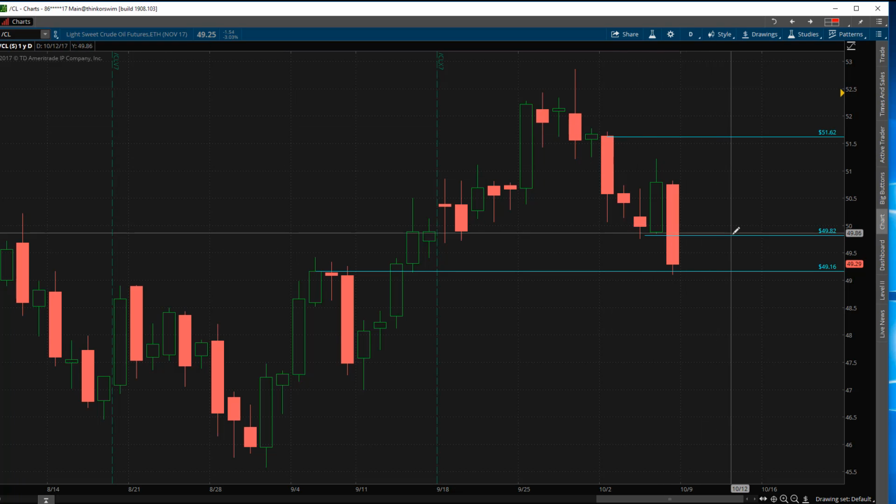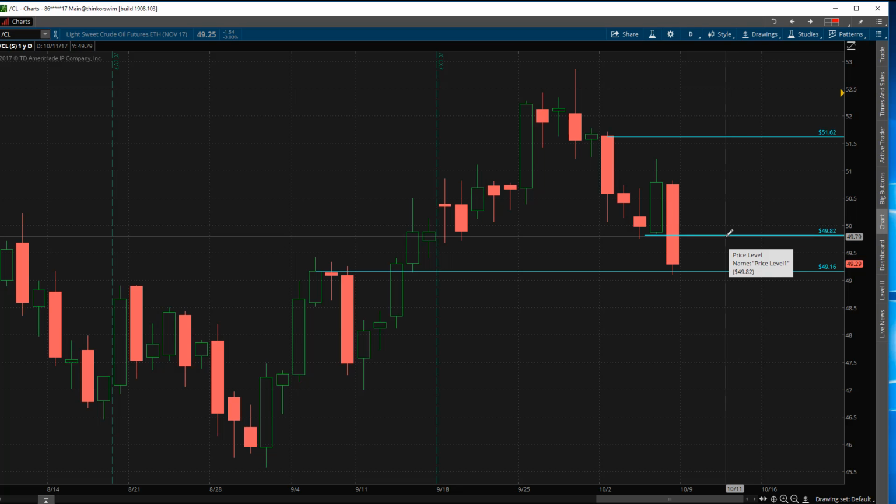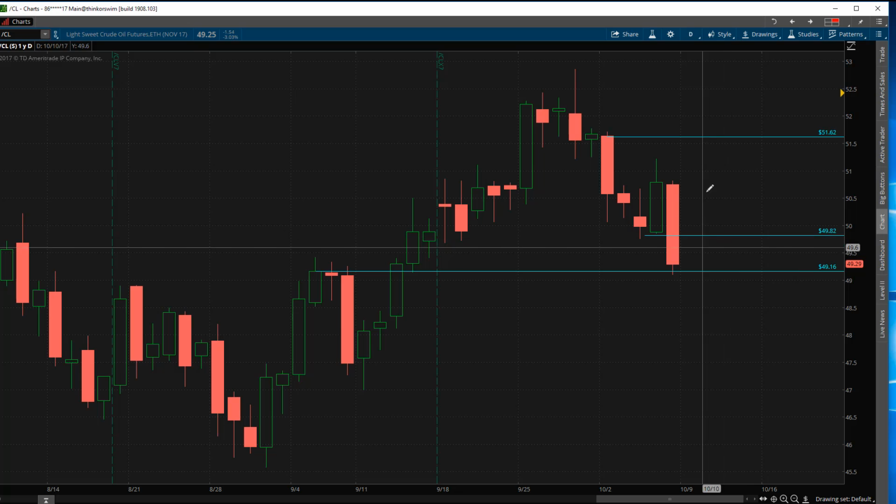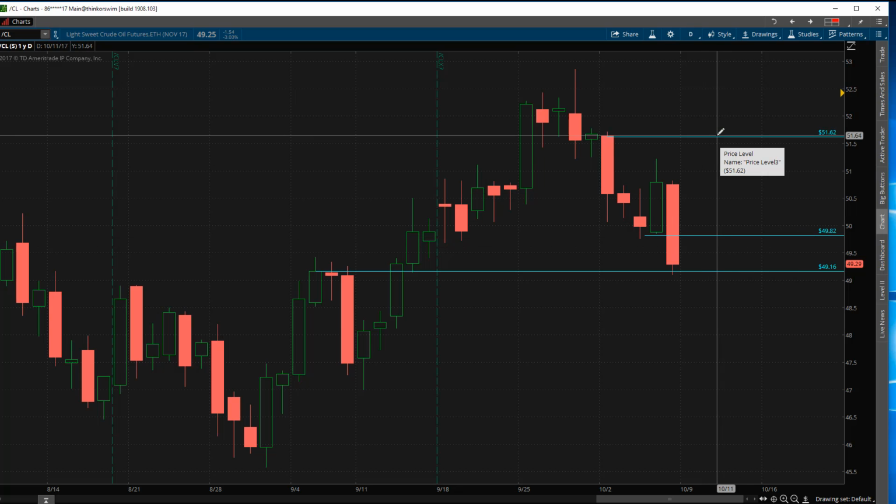So if we get above 49.82 on a daily close, I'm going to be looking for potential long trading setups for continuation up into what I determine a higher resistance is, which I believe is all the way up towards 51.62. And crude oil inventories are pushed back, I believe, because of Columbus Day. So they're on Thursday instead of our usual Wednesday for crude oil inventories.